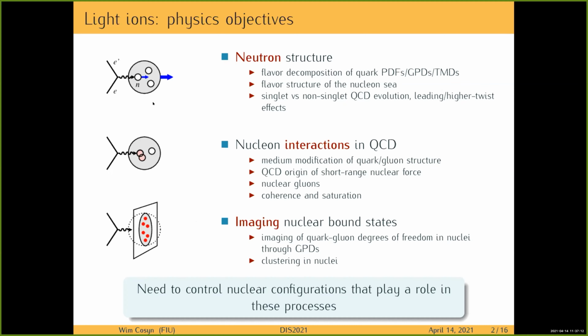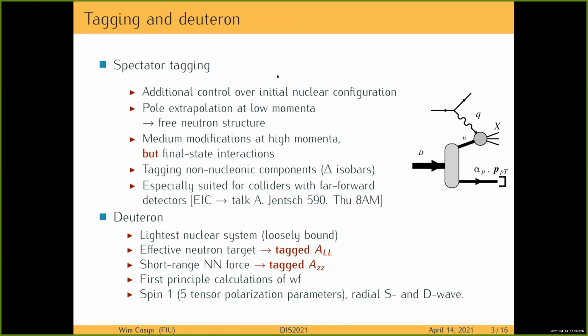gluon degrees of freedom. However, in all these processes, it's important to have some sort of a control or at least an idea of the nuclear configurations that play a role in these processes. And that's where spectator tagging comes into play. What you do in spectator tagging is, next to some deep inelastic process on your light nucleus, you also detect what we call a spectator nucleon. This is in the target fragmentation of your light nucleus. The kinematics of the spectator nucleon, it has a slow momentum relative to the ion center of mass. So this gives you additional control over the initial nuclear configuration.